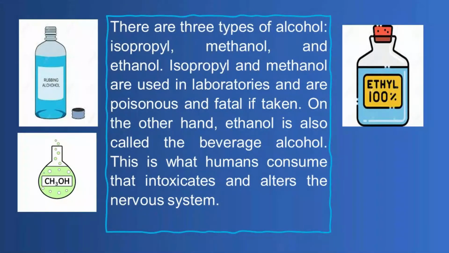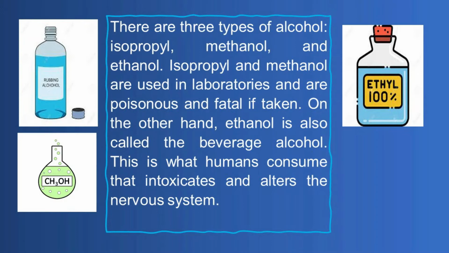There are three types of alcohol: isopropyl, methanol, and ethanol. Isopropyl and methanol are used in laboratories and are poisonous and fatal if taken. On the other hand, ethanol is also called the beverage alcohol. This is what humans consume that intoxicates and alters the nervous system.